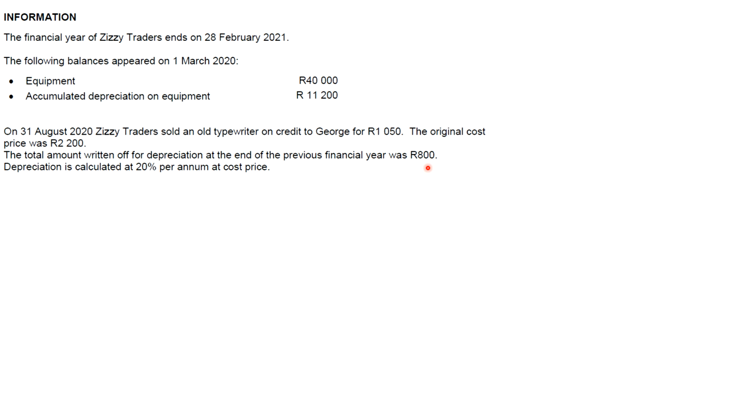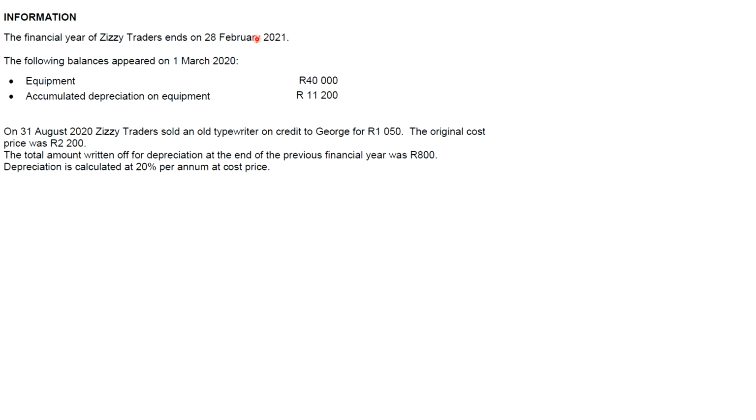Here we are provided information for ZZ Traders, and their financial year ends on 28 February 2021. Another important thing you need to know is when your year starts. If they give you the end, you need to know the start. So usually they give you the end date. They tell you that it ends 28 February 2021.